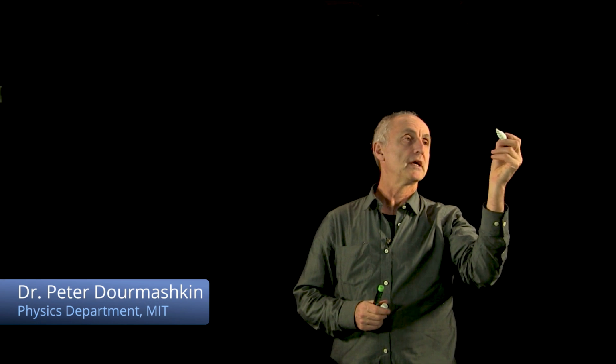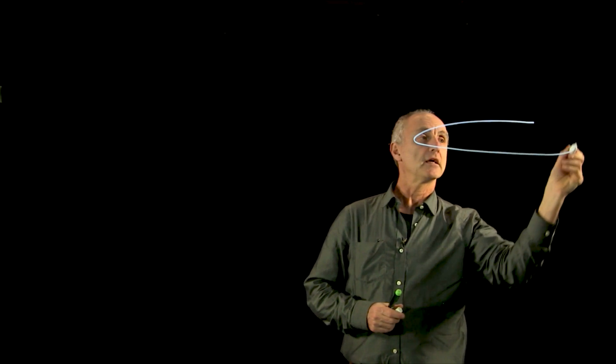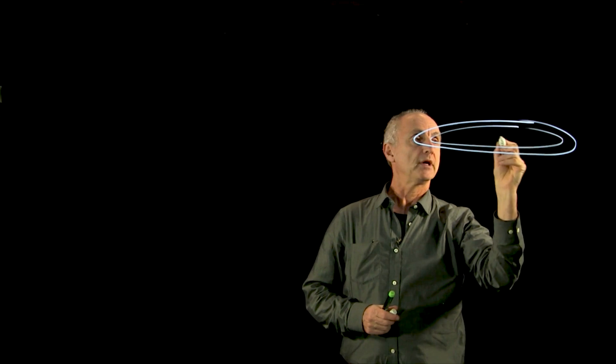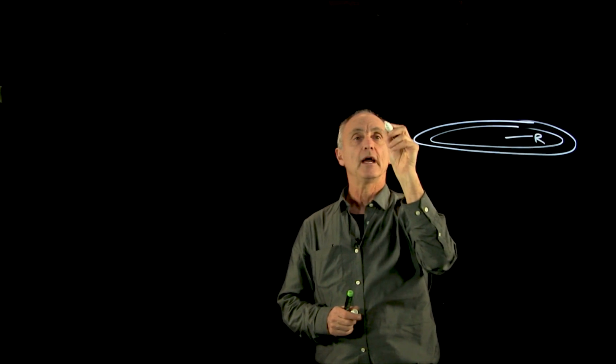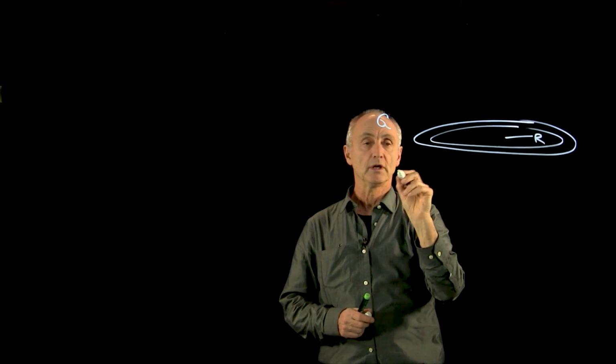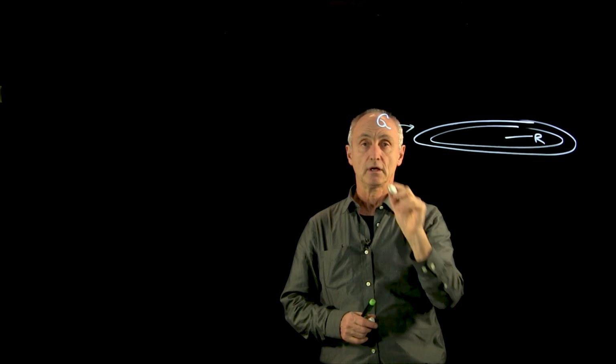Let's calculate the potential for a continuous charge distribution. And the distribution we're going to look at is a ring. So here we have a ring of radius r, and the ring has a total charge q that's distributed uniformly on the ring.